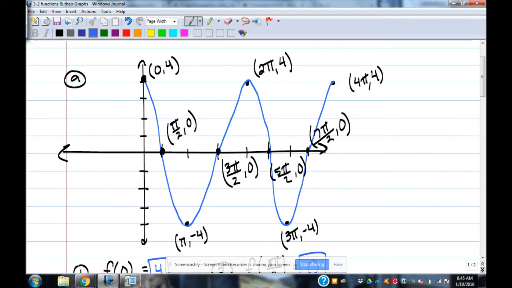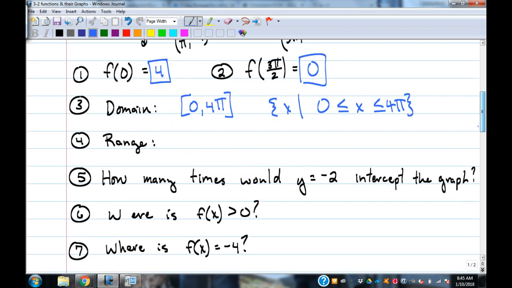So the lowest value is -4. What's the highest value? +4. So the range goes from -4 to +4. Again, brackets on both ends because we're including those points, those y values.